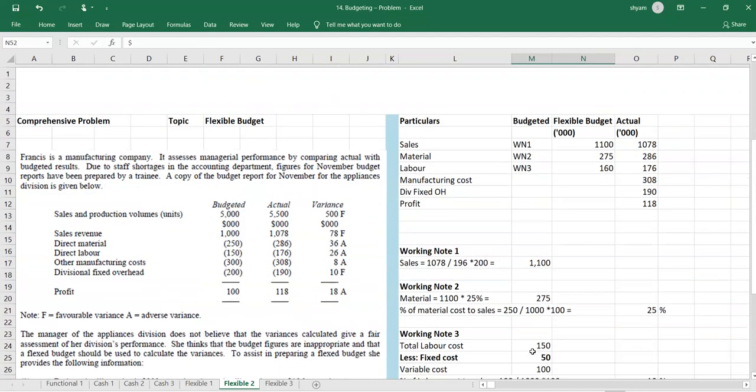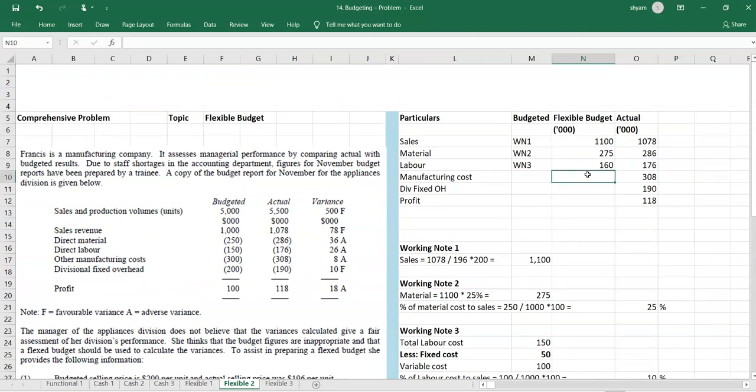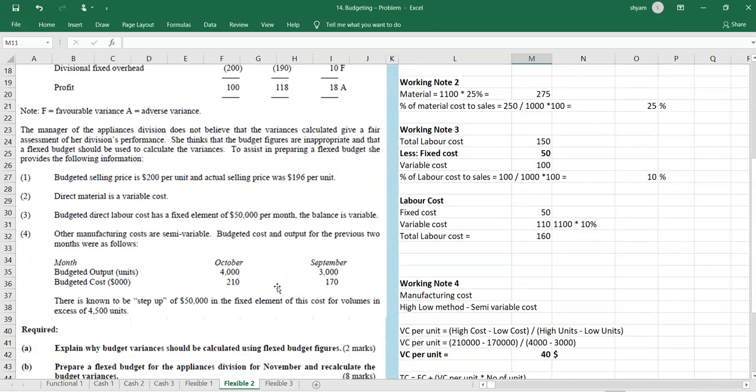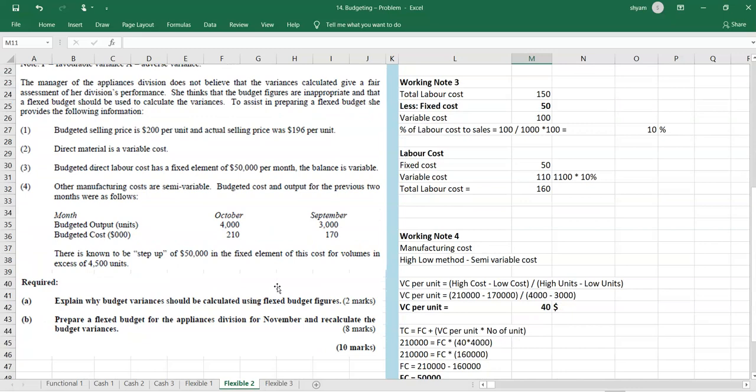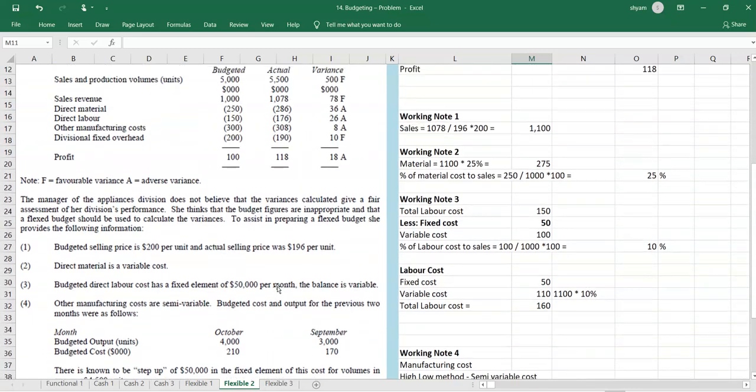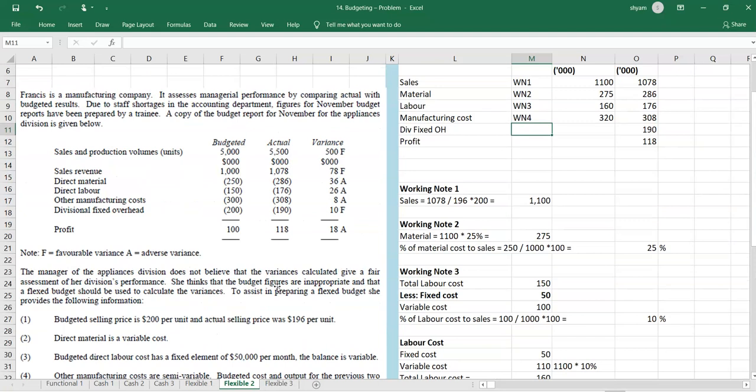So 3,20,000 means we can cut the 3 zeros, so it will be 320. So this is working note number 4. So divisional fixed cost, I think it's a fixed element. So let's see what they have told. They have not told anything about that. So usually fixed costs are fixed only. They don't usually change. So 200 will be the same 200. Okay. So that's about the concept here.